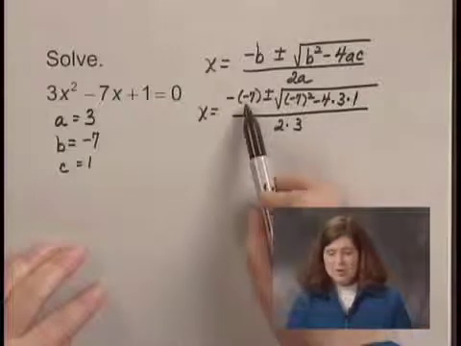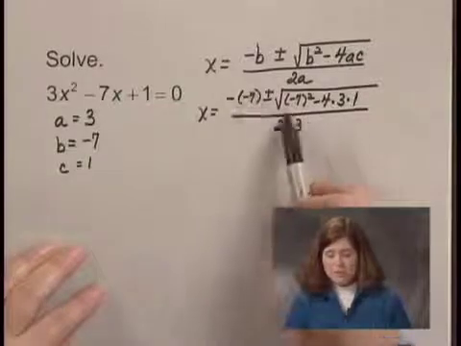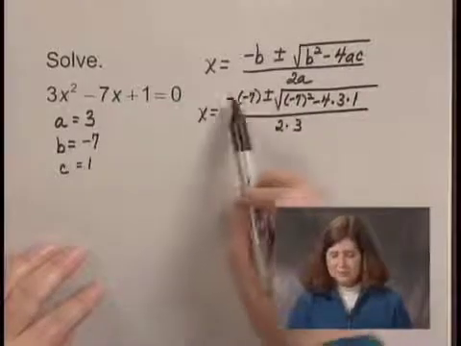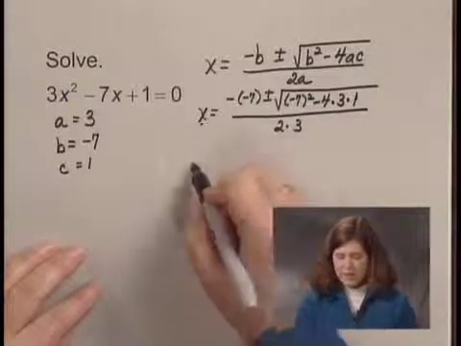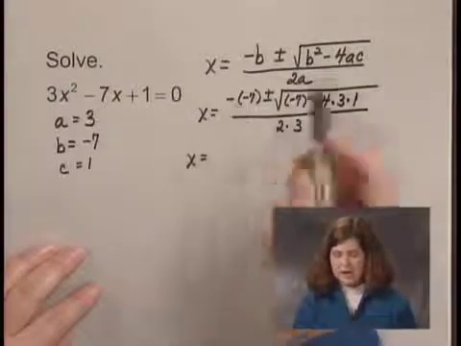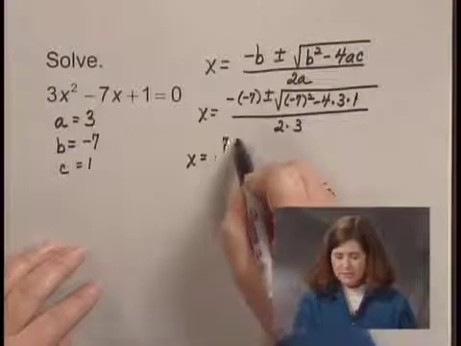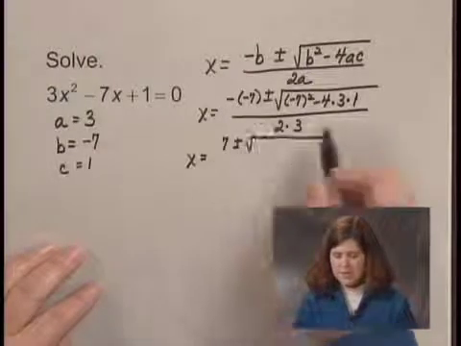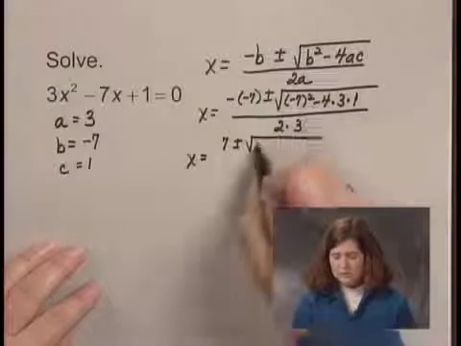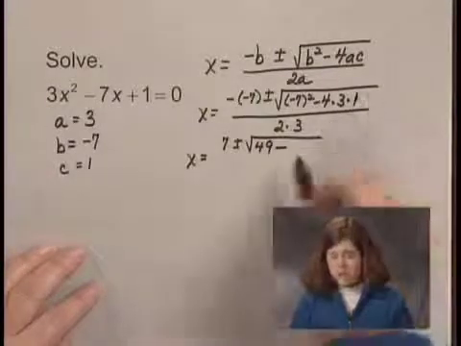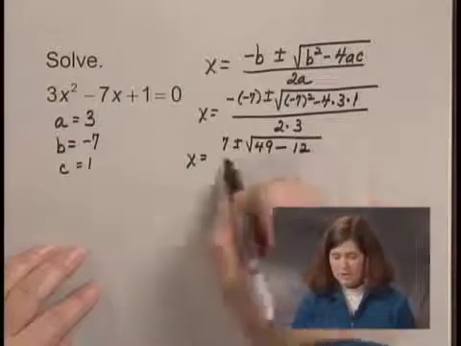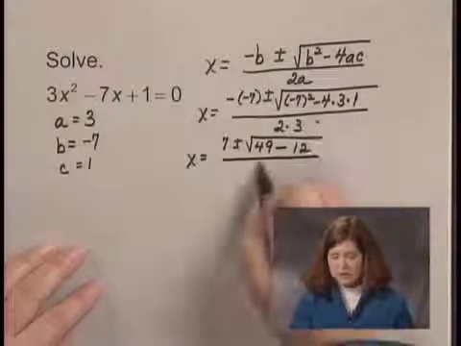Notice where I have substituted a negative number, I put it in parentheses, so I don't have two operation signs next to each other. Then I simplify. I have x equals the opposite of negative 7, which is 7, plus or minus the square root of negative 7 squared is 49, minus 4 times 3 times 1 is 12, and that's all written over 2 times 3, which is 6.